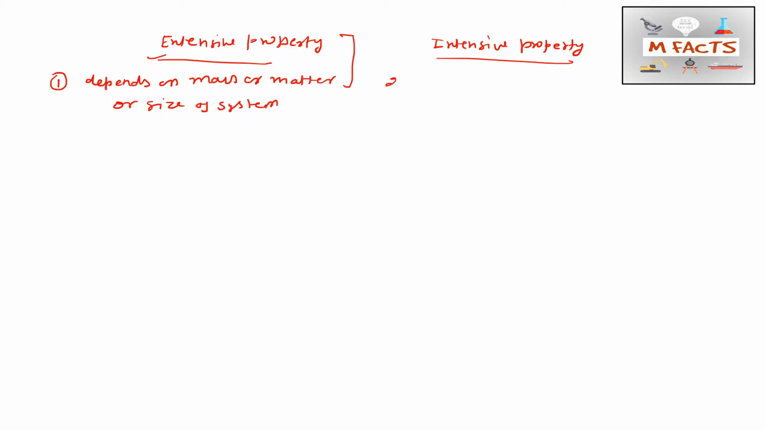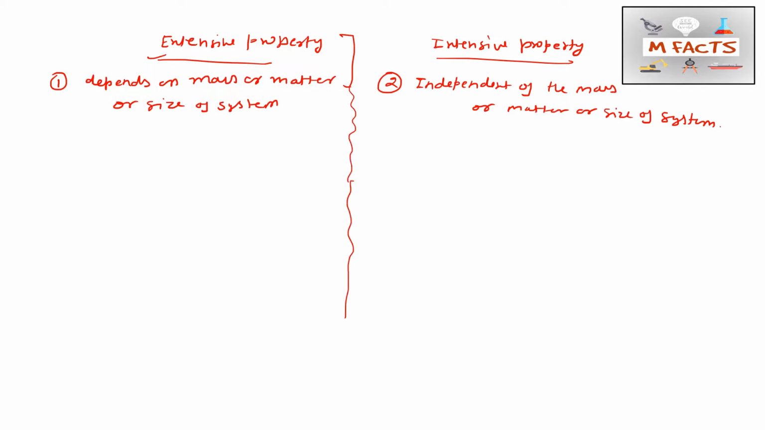In the same way, the intensive property is the reverse of the extensive property, meaning it is independent of the mass, matter or size of the system. So from here we can get a basic idea about extensive and intensive properties.